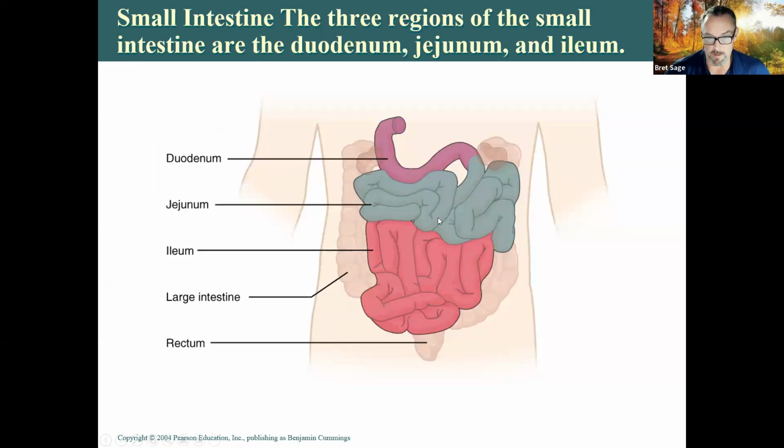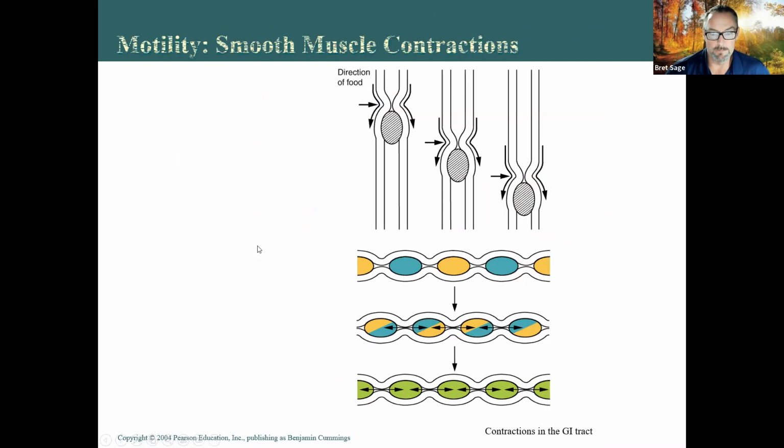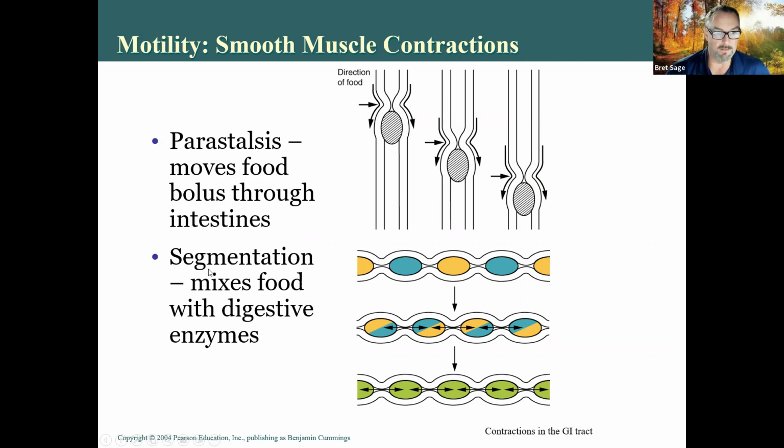Okay, this is an image from your text. There's the duodenum right here. In this spot is where you would see the stomach attached. Just below it here, you would find the pancreas. And then the jejunum, ileum, and large intestine are shown here. This is a great image. I like it.